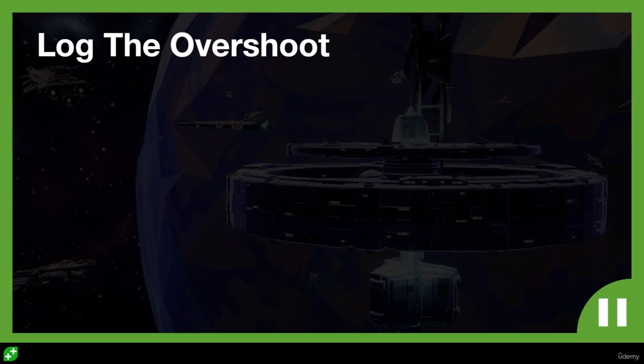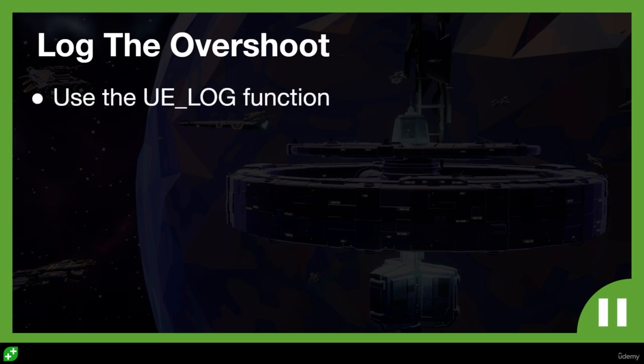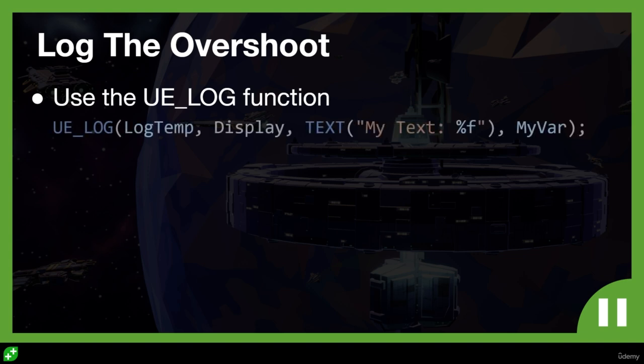So I'd like you to have a go at logging the overshoot variable that we've just created here. So use the UE log function. Here it is for reference, at least the kind of structure that you will probably be using. You can also practice using that ulog autocomplete to put it in instead. And then compile and test your code and see if it works. Pause the video and have a go.